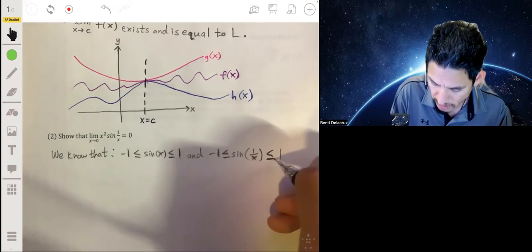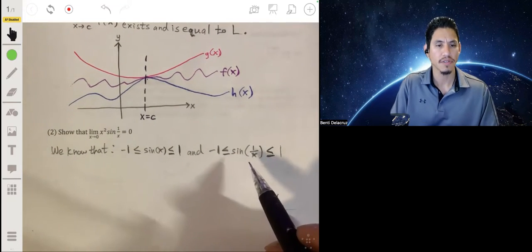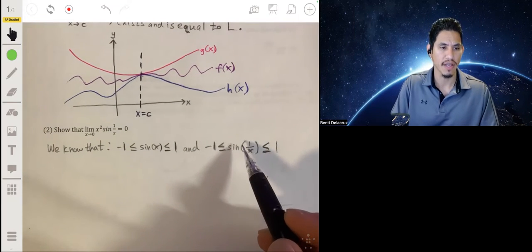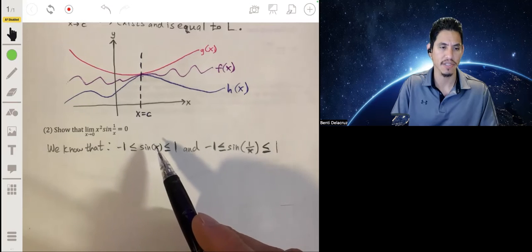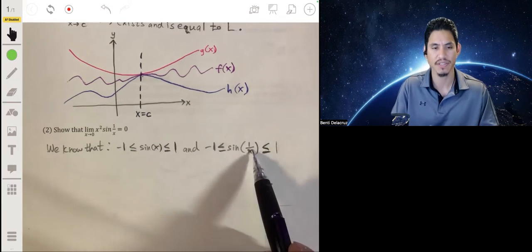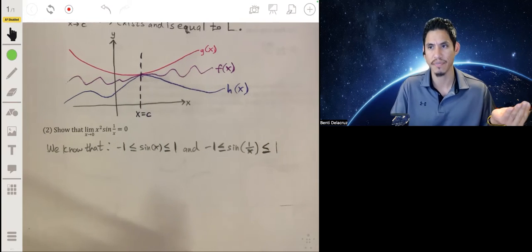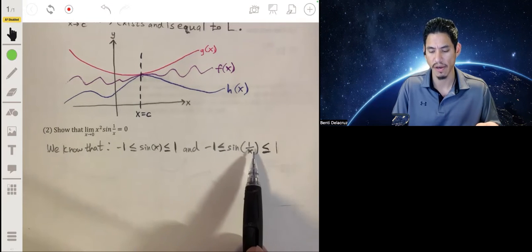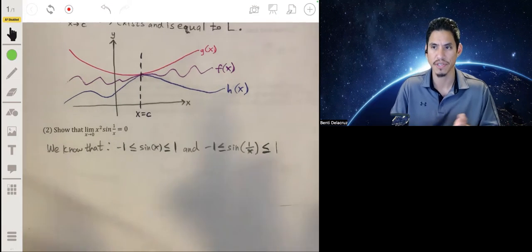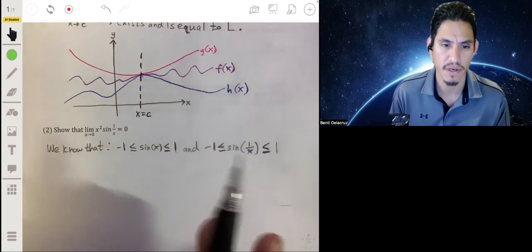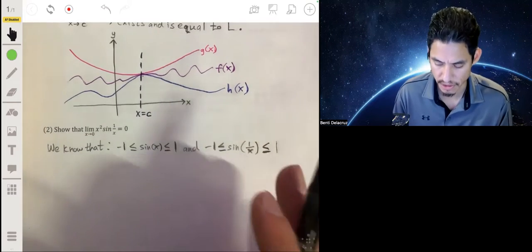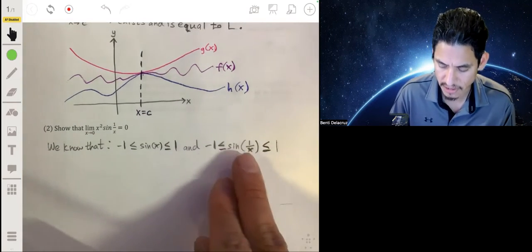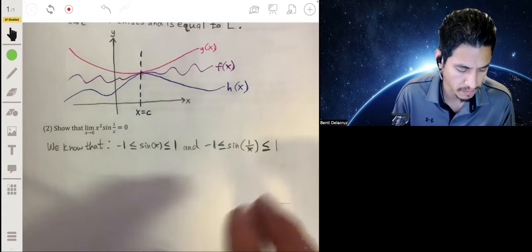Now, don't overthink this part, because some students will, thinking of this x as that same x. Don't think of it that way. 1 over x is just some number. Remember, the sine of any number is always between -1 and 1. We're just establishing our foundation to recall how this function works. So sine of 1 over x is always between -1 and 1.